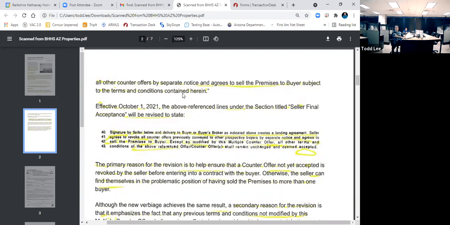So just want to make sure that if you're going to do a multiple counter offer, you make sure you use the multiple counter offer form. That's why I don't like to use the multiple counter offer form. I like to just go back to everybody and say, send me your highest and best offer. The seller will review, and then we'll move forward.